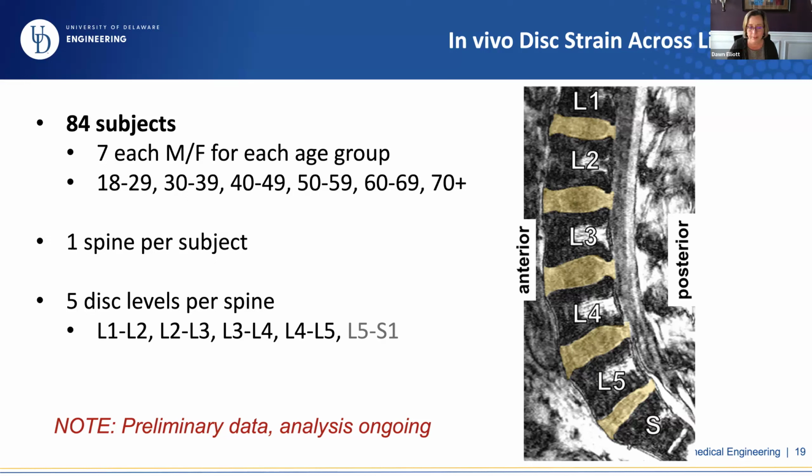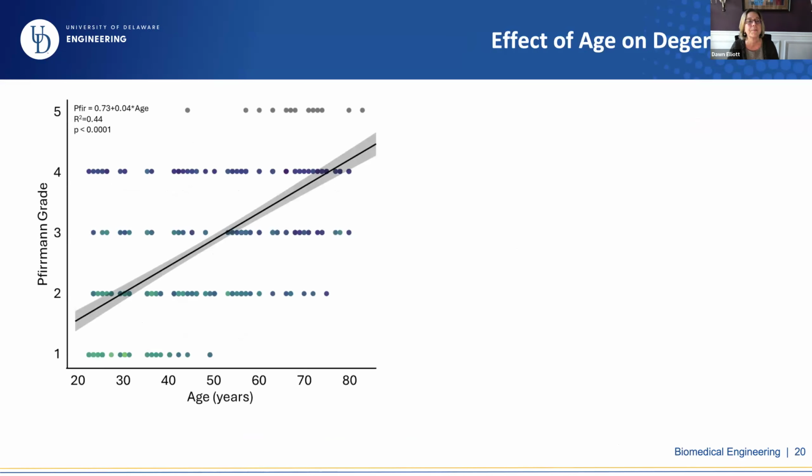And again, I will emphasize that we're still analyzing this data, but we're really excited about it, so I wanted to share it. So let's look at the effect of age on degeneration. There's nothing surprising here. It's well known that the disc becomes more degenerative with age. And so if you look at the Furman grade, you can see it's highly correlated with age. But what I want you to really focus on is how much overlap there is. There's so much overlap that Furman grade is a very difficult measure to use to quantify disc degeneration.